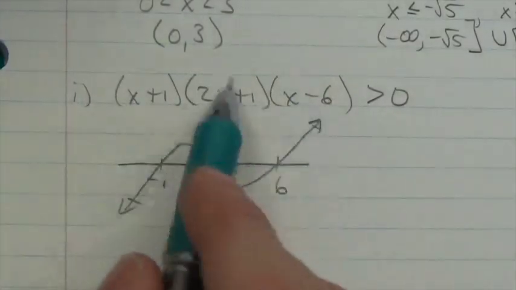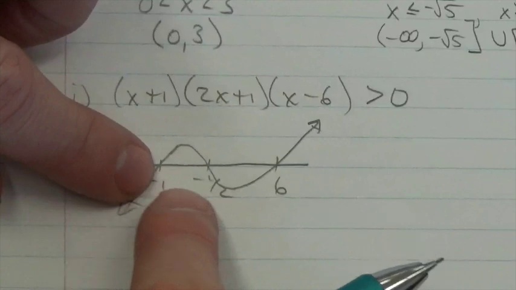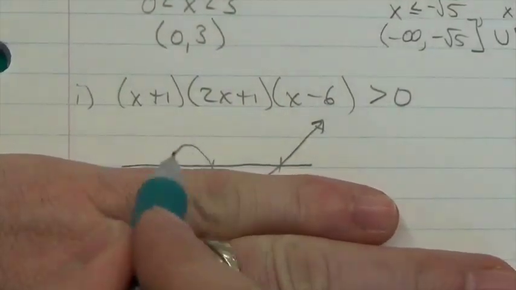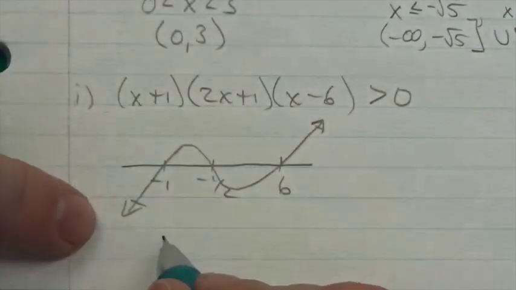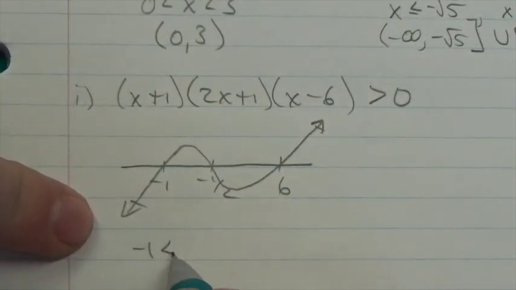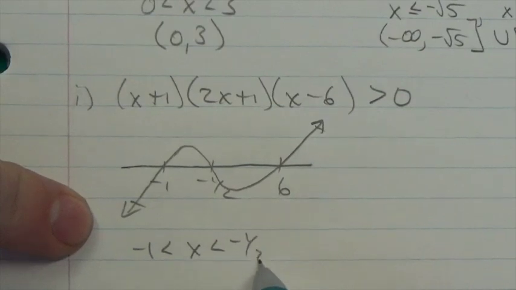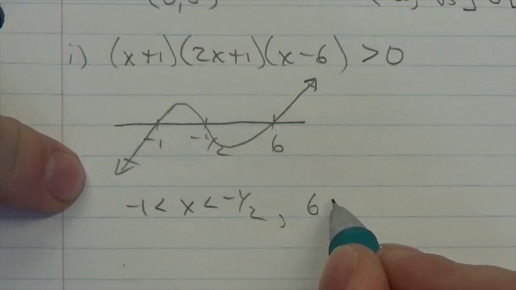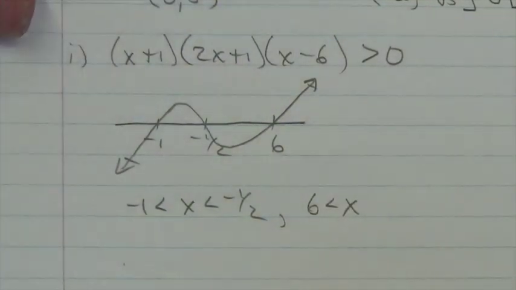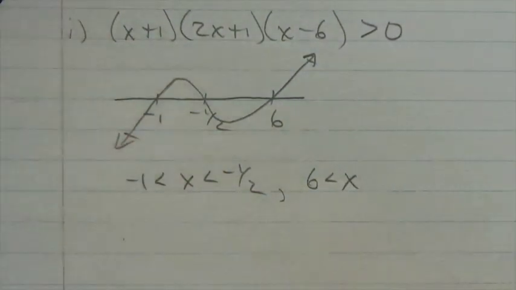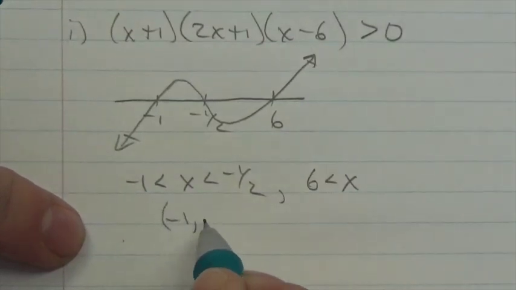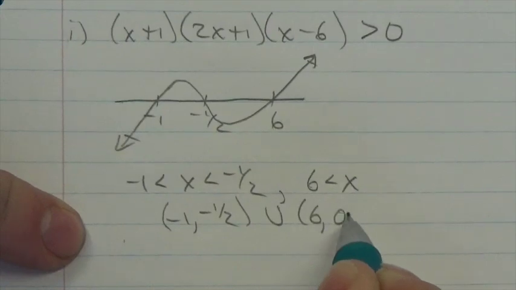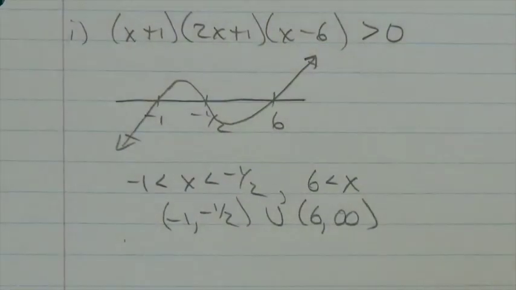I'm interested in where this function is larger than 0. Now it's equal to 0 at those numbers. So it's larger than 0 here and larger than 0 here. So that's going to be in between negative 1 and negative 1/2, and then greater than 6. And in interval notation, that will be negative 1, negative 1/2, union, and then 6 out to infinity.